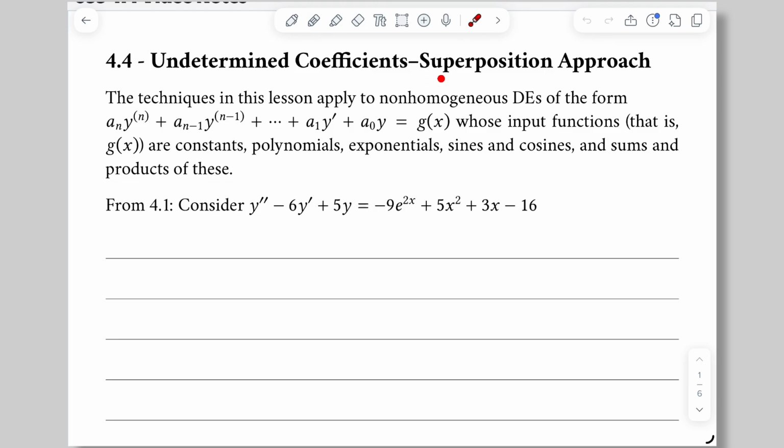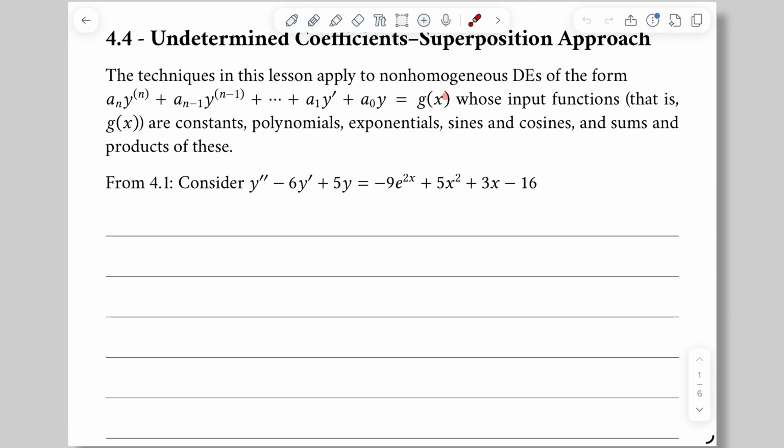This first one is something called the superposition approach. This is one of two ways to deal with an equation using something called undetermined coefficients, and we won't be looking at the other one in this course. In this case, we're looking at g of x, the right-hand side, which is sometimes called an input function and sometimes called a forcing function. But in this lesson here, we're looking at input functions that are constants, polynomials, exponentials, sines and cosines, and sums and products of these. We will see a different approach for different types of input functions than these.